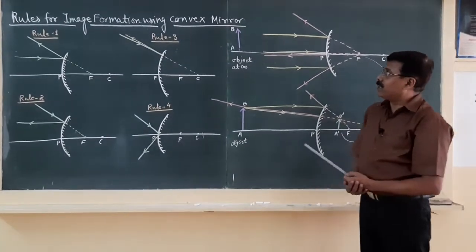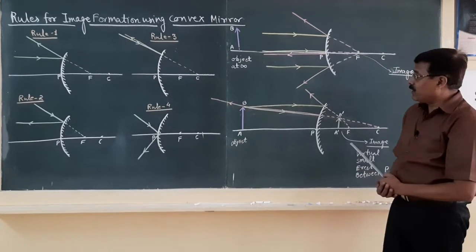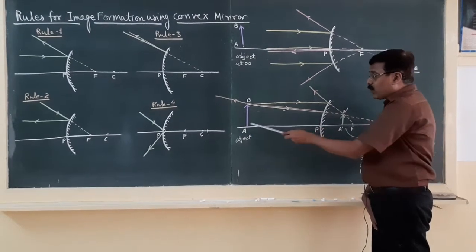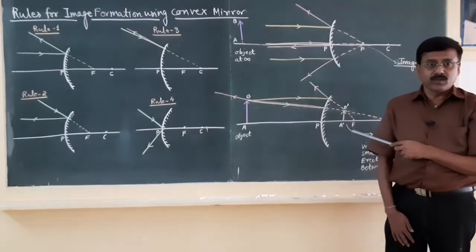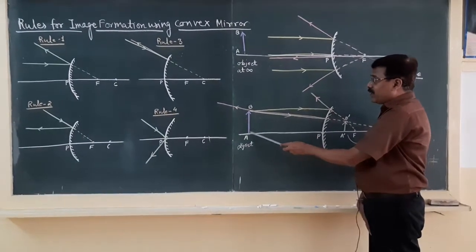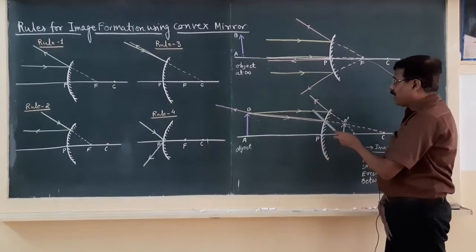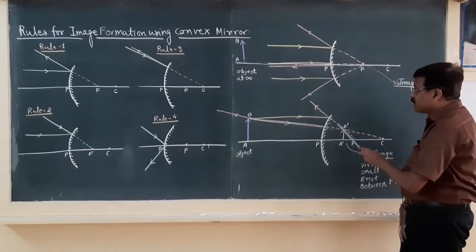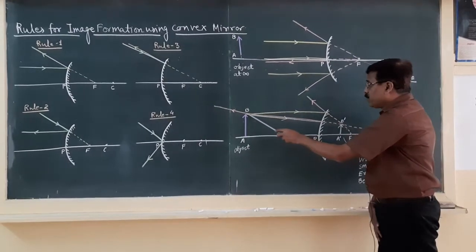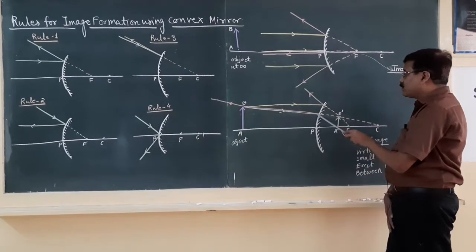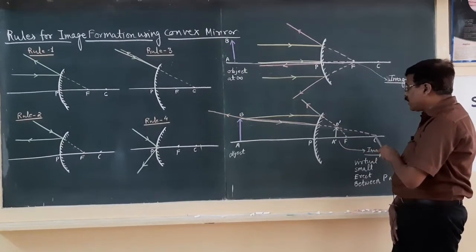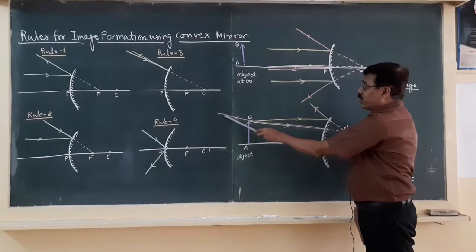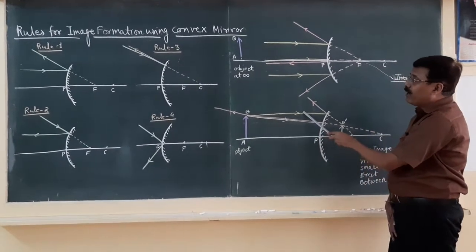The second possibility for image formation is when the object is lying between infinity and the pole, which means the object is very near to the pole. So, AB is the object. The light coming from the object parallel to the principal axis is reflected back along the focus. And second, if the light ray is incident on the convex mirror along the radius of curvature, it will be reflected back along the same track, according to rule number 3, and the first according to rule number 1.